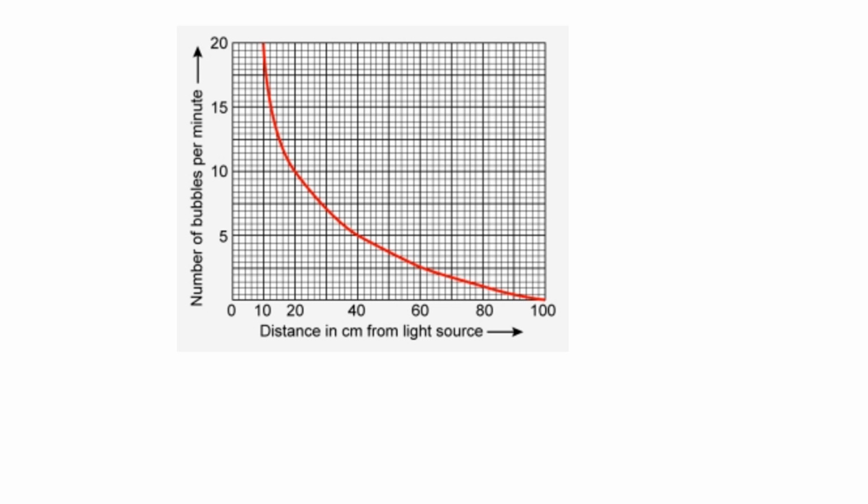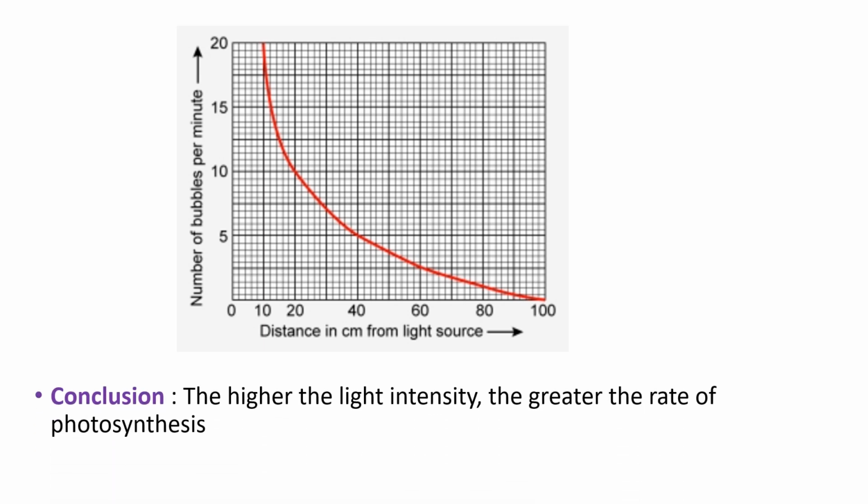So when you use your results and draw your line graph, you get a graph like this. According to the graph, it's very clear the higher the light intensity, the greater the rate of photosynthesis.